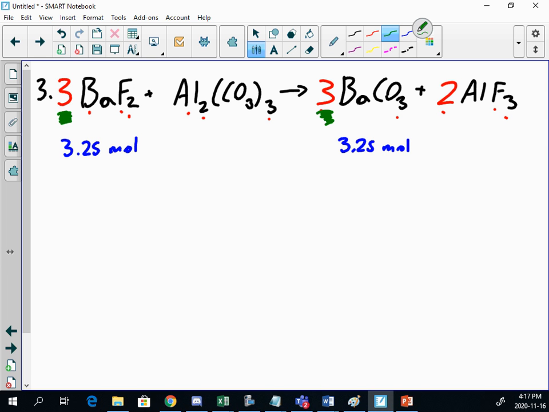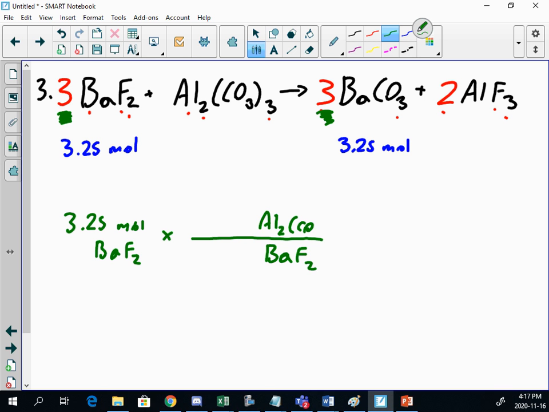Finding measurements for aluminum carbonate and aluminum fluoride is a little bit trickier. Let's use some stoich ratios. So let's start with the 3.25 moles of barium fluoride and use a stoich ratio that's going to take us away from barium fluoride and take us to aluminum carbonate. Based on our reaction, we see that that's a 1-to-3 ratio, based on the 1 here and the 3 here. So we multiply through, and we get our final amount of aluminum carbonate being 1.08 moles. I'll throw that up here, 1.08 moles of aluminum carbonate.